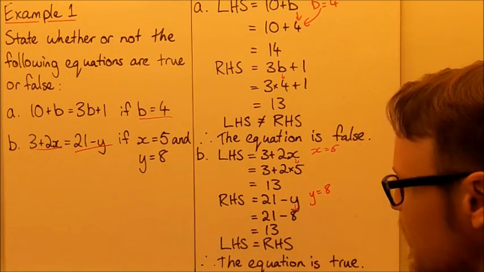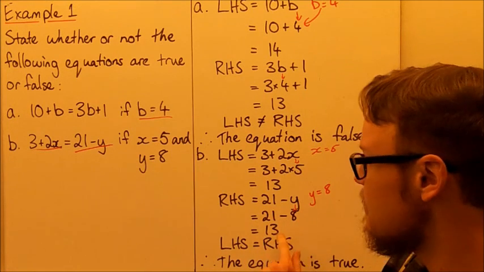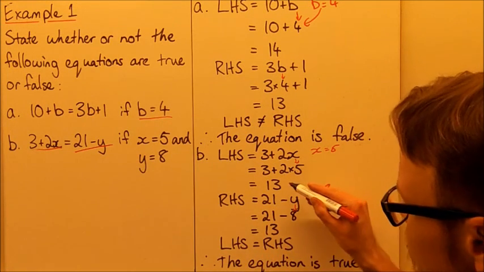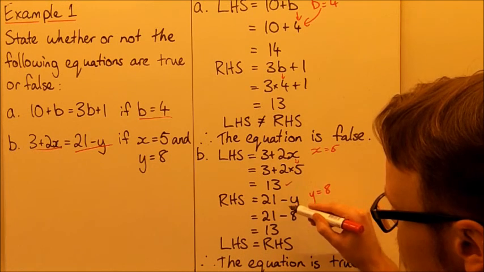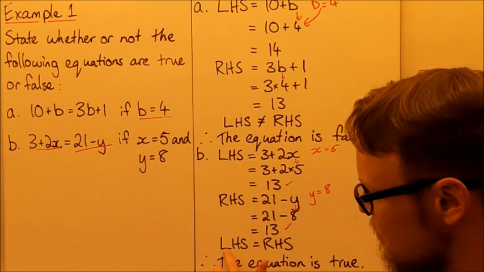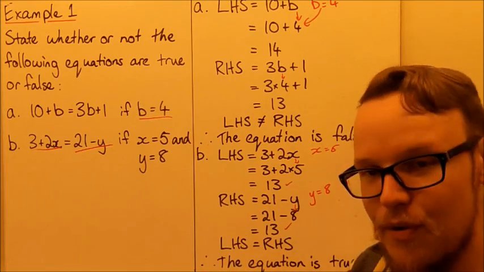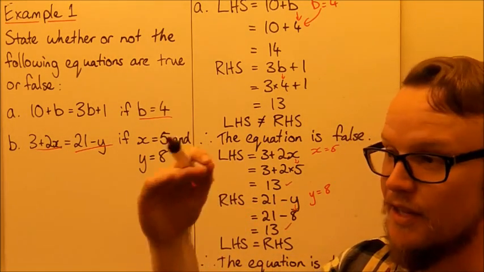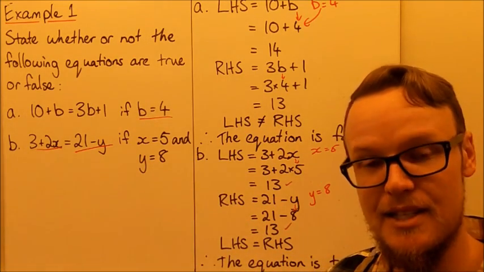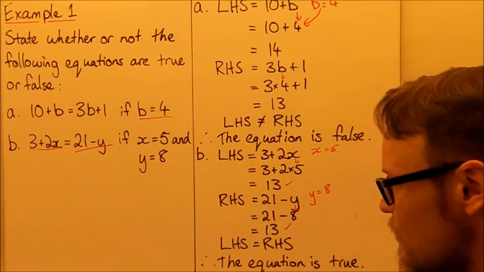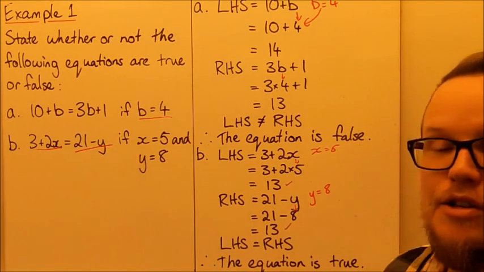So we substitute that in. 21 minus 8 is 13. We can see that our left-hand side is equal to our right-hand side. Therefore, our equation is balanced. The value on the left-hand side is the same as the value on the right-hand side. Therefore, the equation is true.